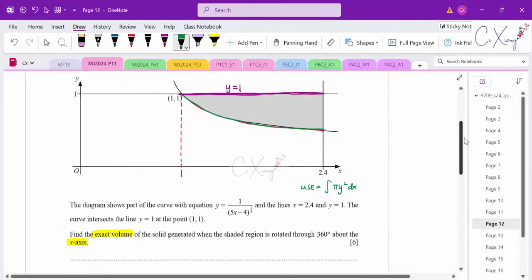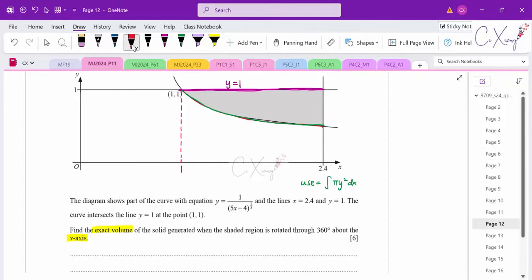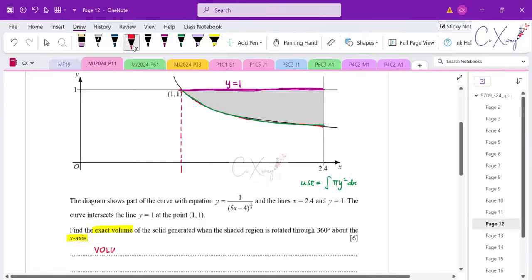Okay, so let's start to set up the question now. To get the volume, like what I told you just now, we need integration of pi y squared dx. The first pi y squared dx here denotes the horizontal line. Then I want to minus another pi y squared dx, where this second one denotes the curve. Because if I integrate pi y squared for this particular curve, the volume that I get should be this one.